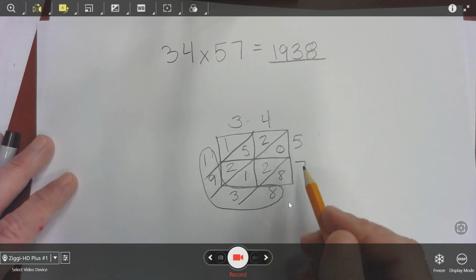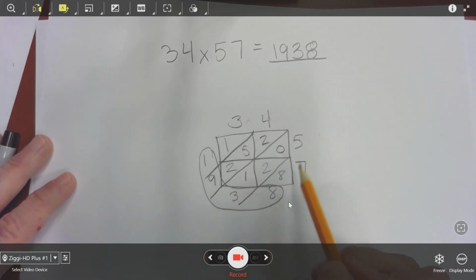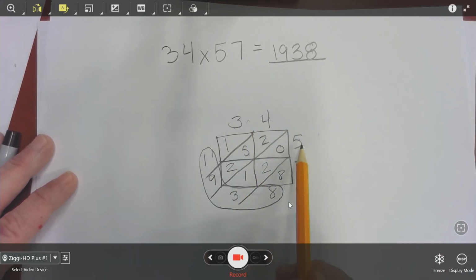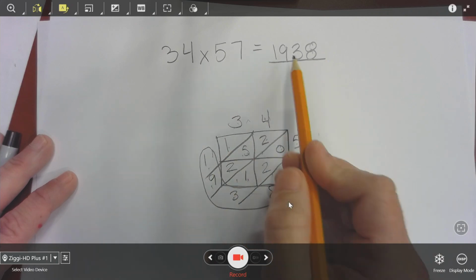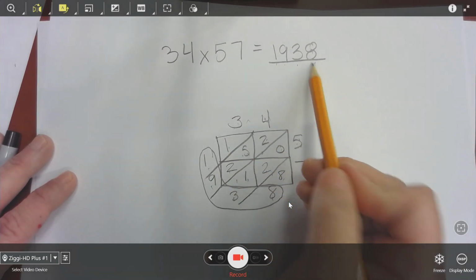We had 34 times 57. I drew my window. I drew my water slides. 3 times 5 is 15. 4 times 5 is 20. 3 times 7 is 21. 4 times 7 is 28. I added up my water slides. 8 plus nothing, dump him out in the pool, he's 8. 0 plus 2 plus 1 is 3. 5 plus 2 plus 2 is 9. Nothing to add to that one, and my answer is 1,938.